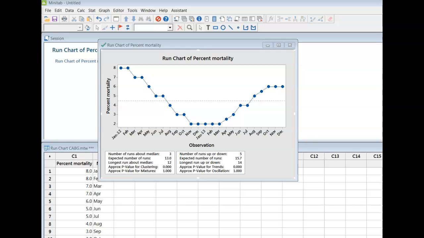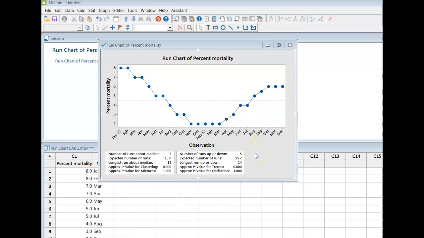In terms of the tests that are mentioned in your notes, test number 1 talks about the number of runs. We are expecting 8 to 17. We only have 3, so we failed test number 1. Test number 2 talks about the length of a run, and the length of a run should probably only be possibly 6 or 7 data points, and we've got 12, so this run down here is much too long.